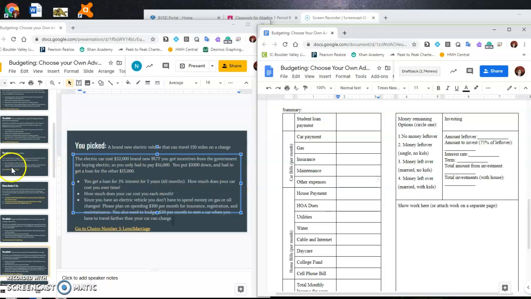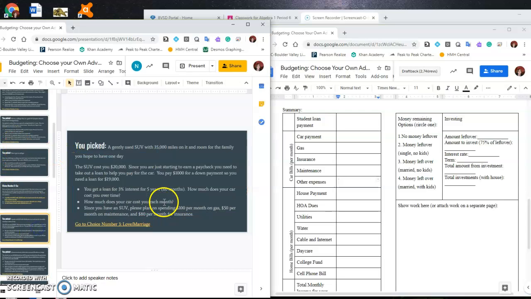With the other cars, so say that you're looking at the gently used SUV, there's no discounts and there's no other expenses for that one. So you would just kind of have to look at the slides to figure out what goes into these holes, and some of these holes may be 0.